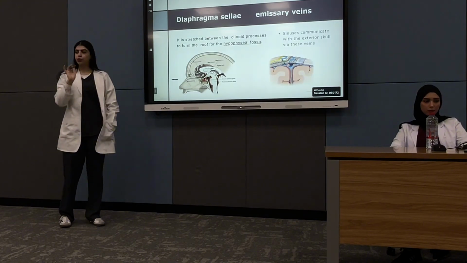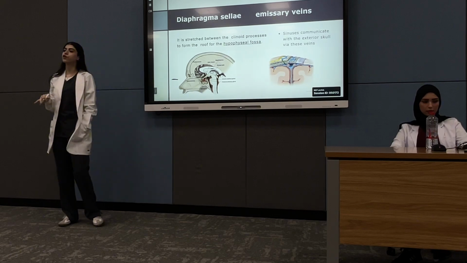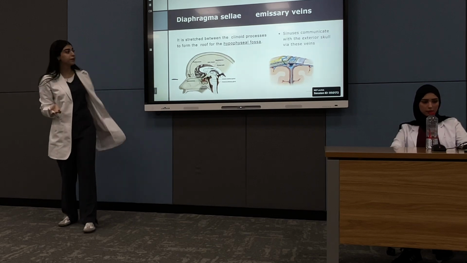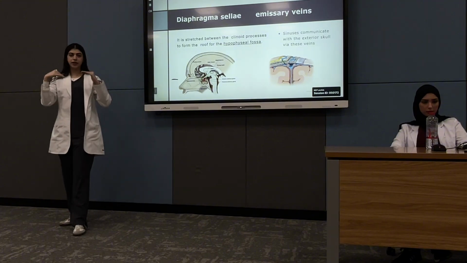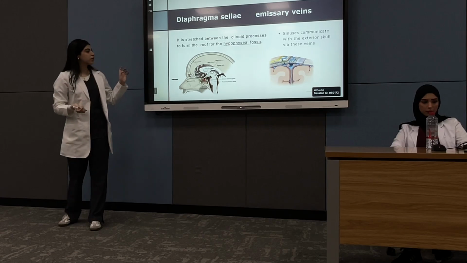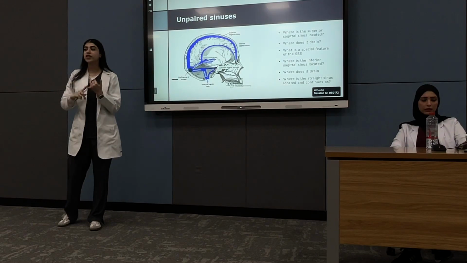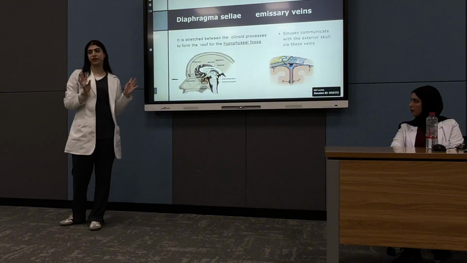These are extra dural folds. The diaphragma sellae is between the clinoid processes and forms the roof of the hypophyseal fossa, which holds the pituitary, and then the emissary veins. Emissary veins are what connect interior to exterior. This is the main function of the emissary veins. So whatever is inside, infections, hemorrhage, whatever it is, is going to spread exteriorly because of the emissary veins.